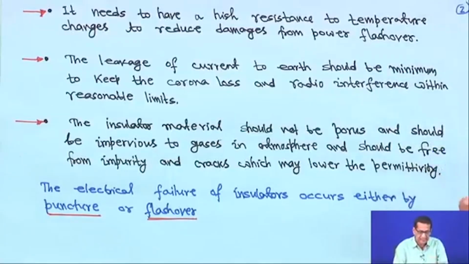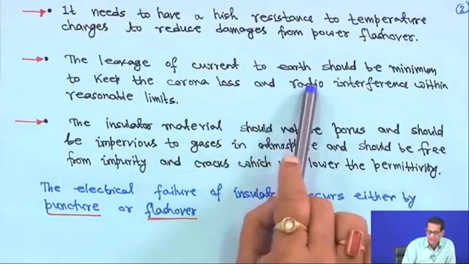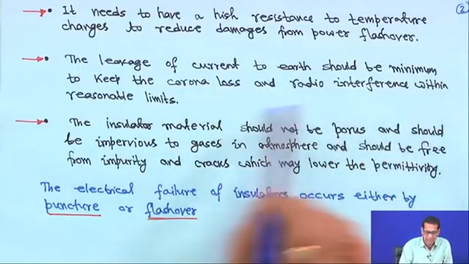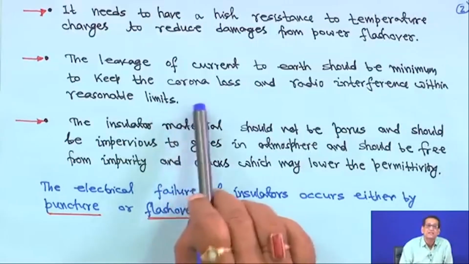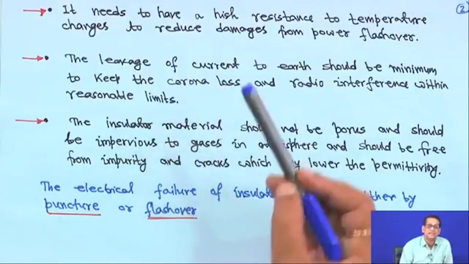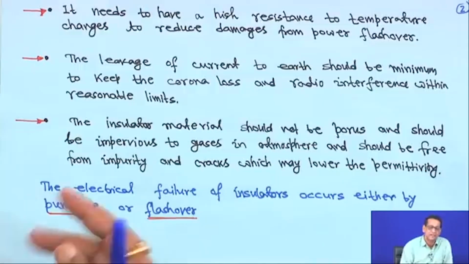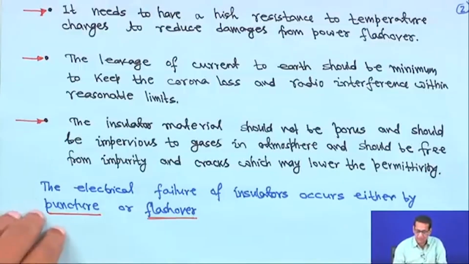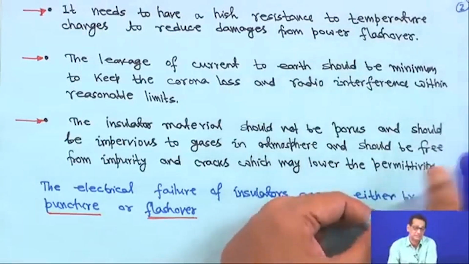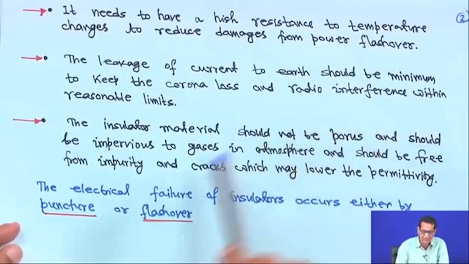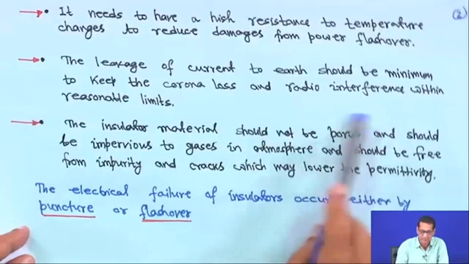And second thing is, the leakage of current to earth should be minimum to keep the corona loss and radio interference within reasonable limits. This corona loss thing will come later. We will discuss corona loss also, but that will come after 3 or 4 chapters. So, the leakage of current to earth should be minimum to keep the corona loss and radio interference within reasonable limits.